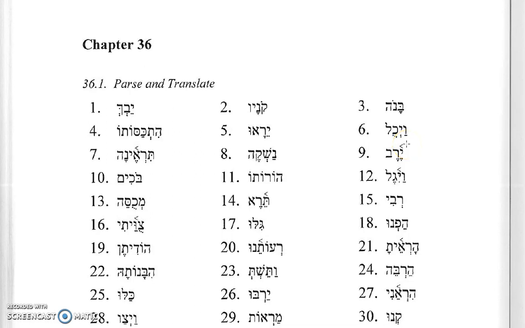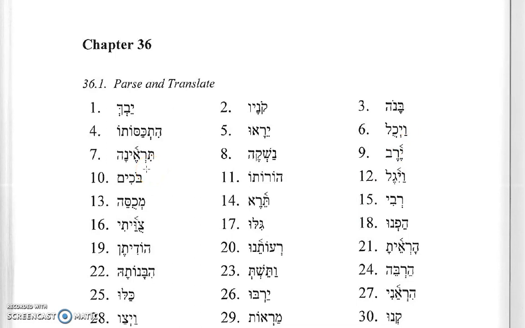Number 6, vayakul. You have a vav with a patah under it, which suggests that this is a vav consecutive form, which implies that what follows must be a preterite. The preterite that would have a kibbutz suggests that it would be some sort of a pual form. The root would be kala, to finish. And so this would mean, and he or it was finished.